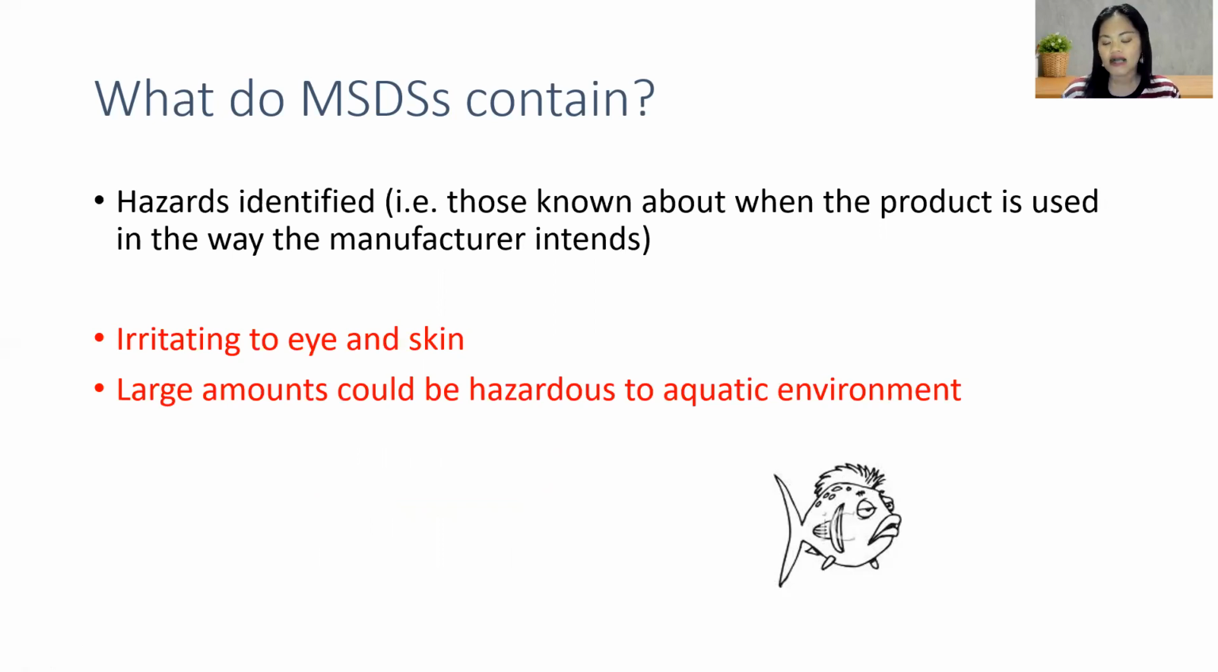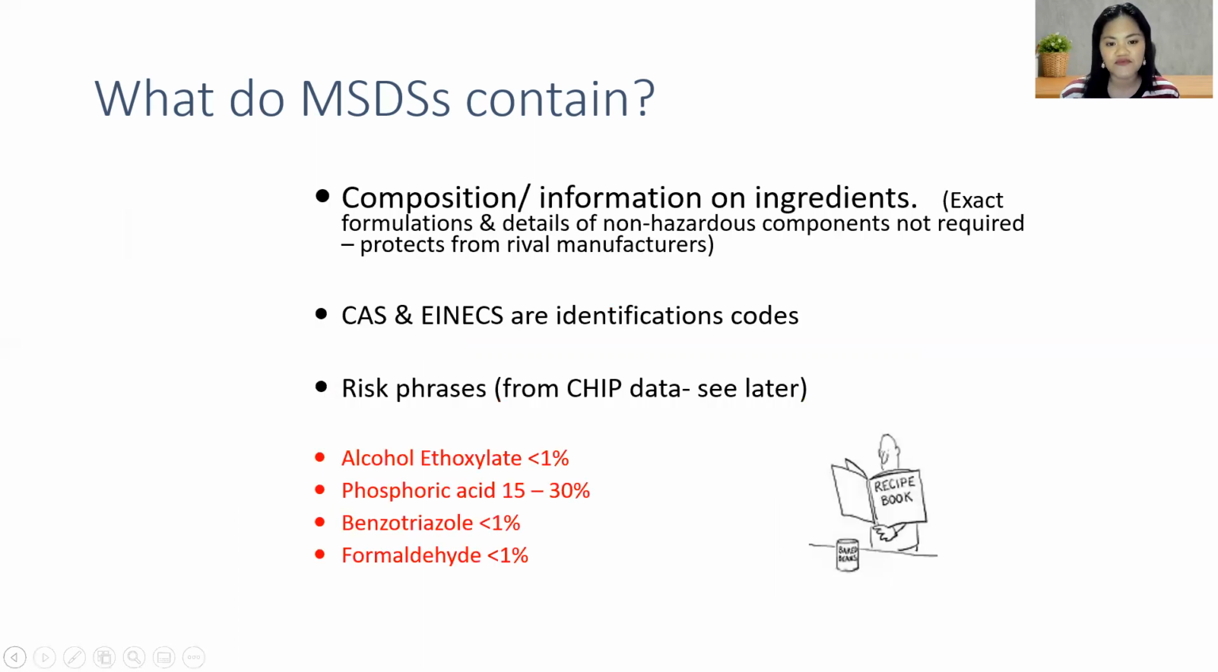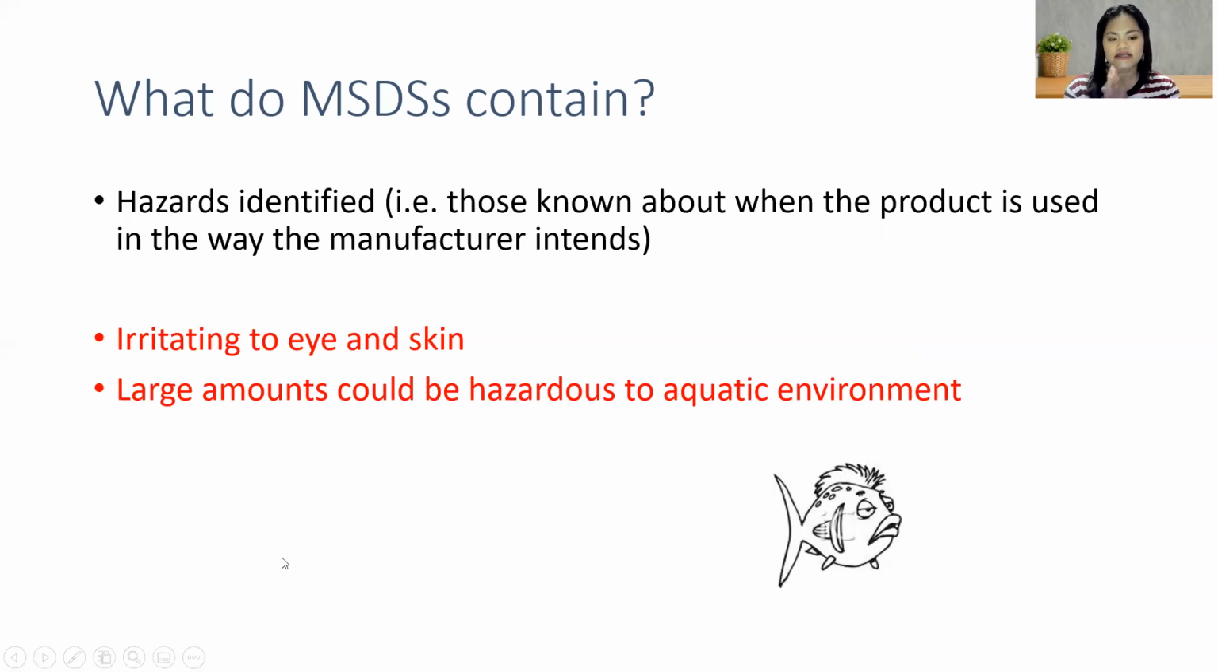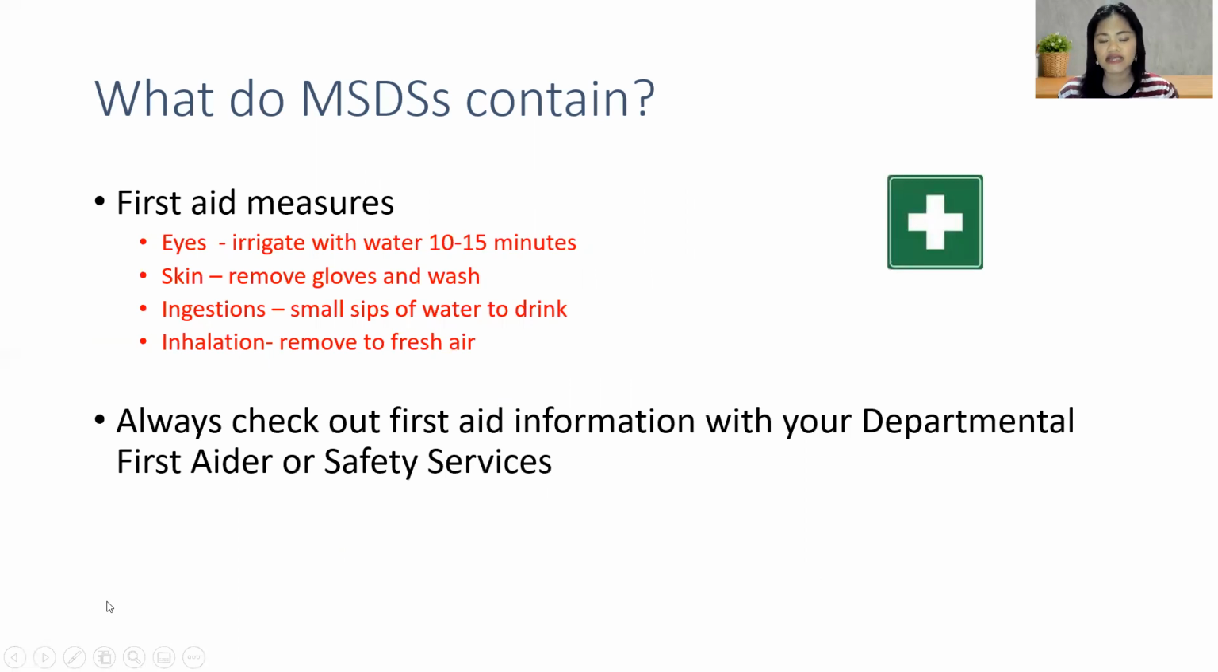So it really gives you information that if this chemical, the T-Pol aluminum cleaner, it is irritating to eye and skin. Okay, and large amounts could be hazardous to aquatic environment. So it really says a lot of information about the safety and also the protection of the environment. So that's it. And it also contains first aid measures, of course.